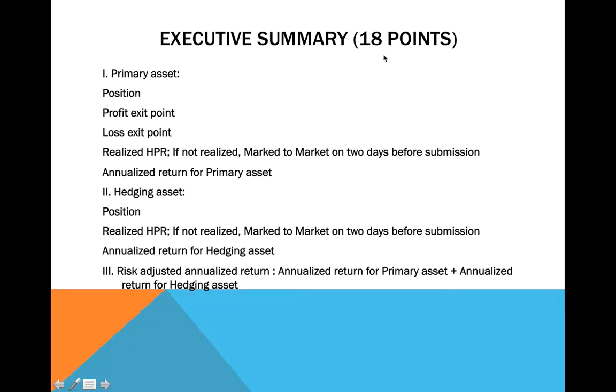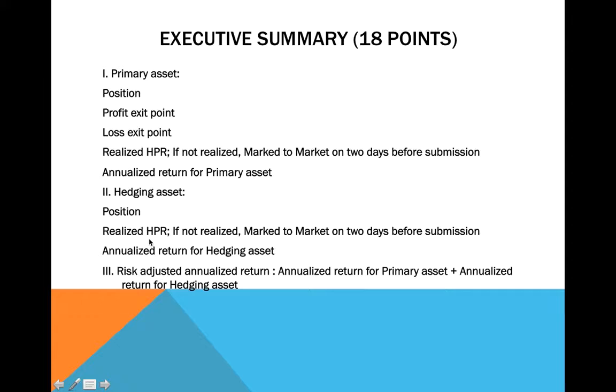Now, the executive summary, which has 18 points, has three things here: primary asset, hedging asset, and risk-adjusted annualized return. For the primary asset, you describe whether you're taking long spot, short spot, long futures, or short futures. Then you describe the profit exit point and loss exit point, and calculate the realized HPR. Afterward, you turn it into an annualized one.